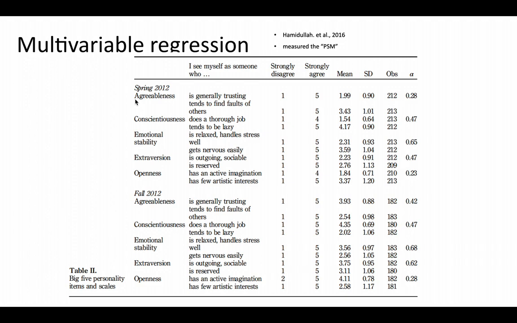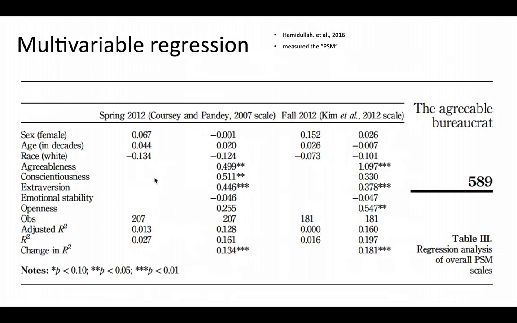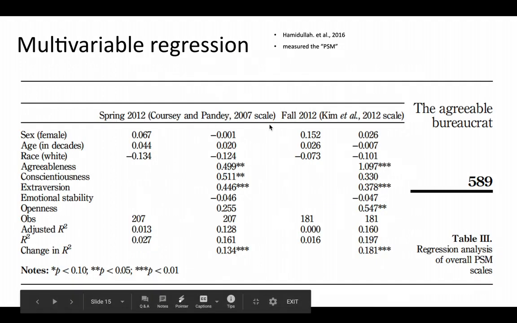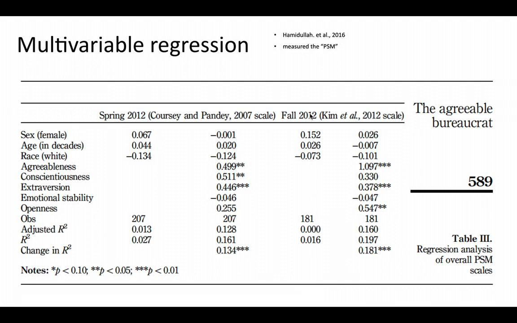So the 5 different dimensions: agreeableness, conscientiousness, emotional stability, extraversion, and openness. So this is our independent variable. So this is a relationship. All right, so this is spring 2012, this is fall 2012. We use 2 different scales for the public service motivation score. But they are all indexed, so basically there's no significant difference, all right?